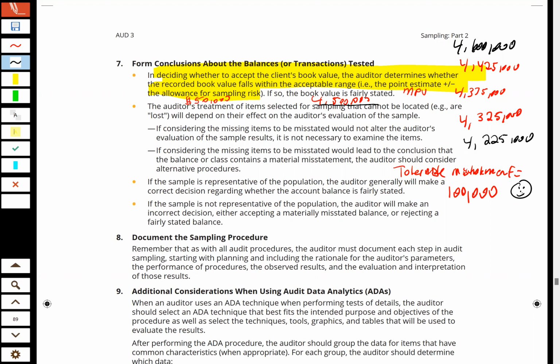Okay, now let's say that my tolerable misstatement was 60,000. Can I ask a question real quick? Yeah. Why would we subtract the tolerable misstatement from the lower allowance for the sampling risk instead of from the book value?